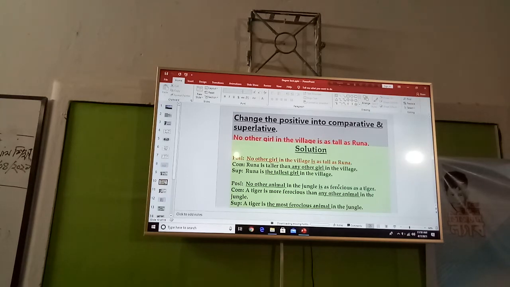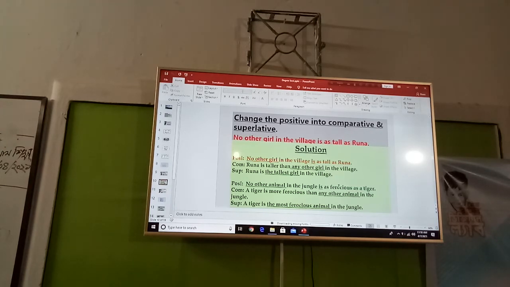Okay, now the next sentence: no other animal in the jungle is as ferocious as a tiger. So, a tiger is used here as a subject. That means a tiger is more ferocious than any other animal in the jungle. And in superlative form, a tiger is the most ferocious animal in the jungle.